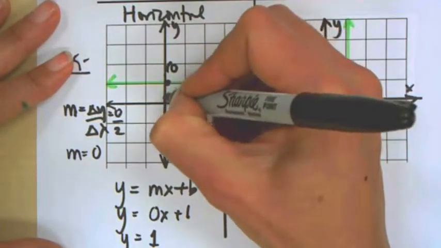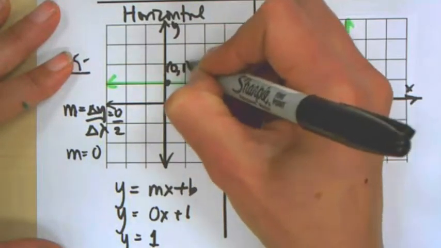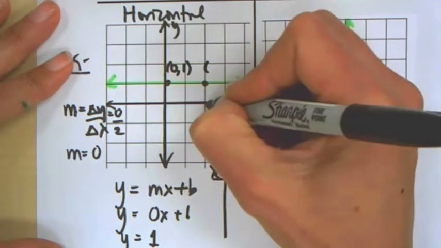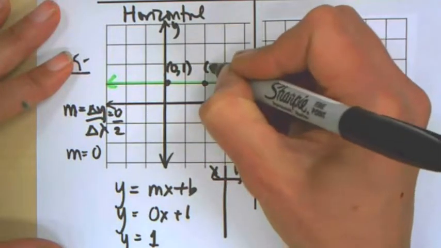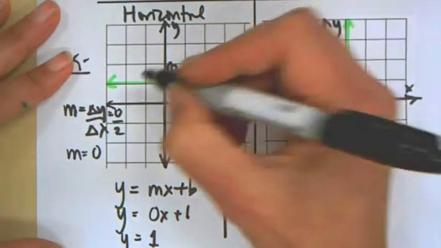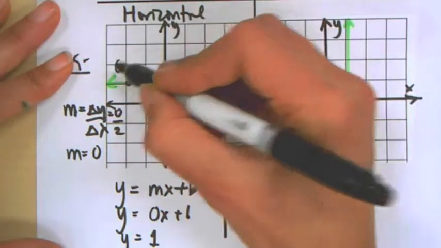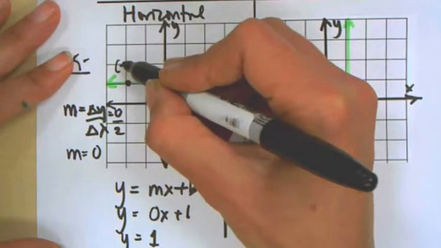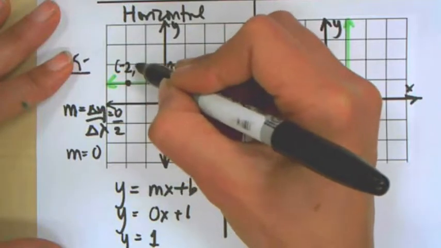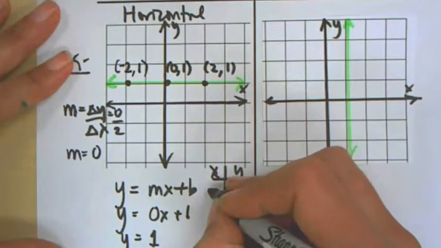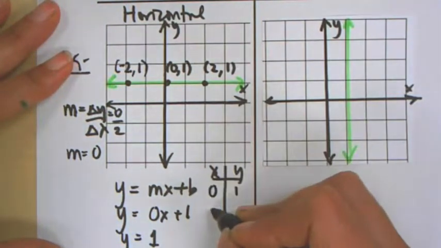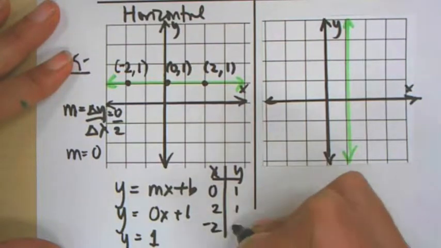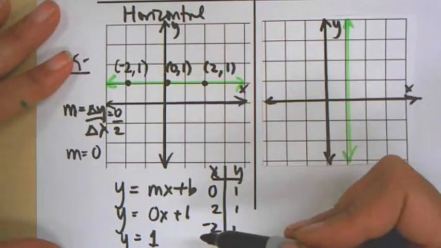So this is the point 0 in the x direction, 1 in the y direction. Here's the point 2 in the x direction, 1 in the y direction. I could pick a point here. This is negative 2 in the x direction, 1 in the y direction. And I made just a table with these values.